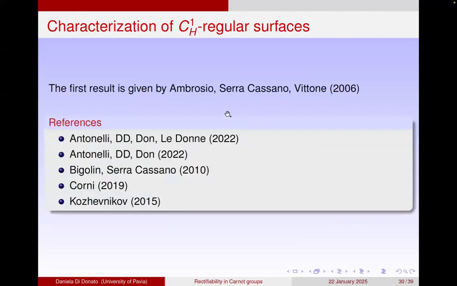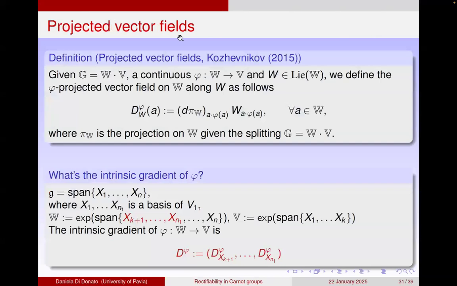The first result is given by Ambrosio, Serra Cassano, and Vittone in the context of Heisenberg groups. The first ingredient is the projected vector fields. This is a really hard definition, but it is really important in order to write explicitly the intrinsic gradient. So if the Lie algebra of G is equal to the span of X1, ..., Xn, where X1, ..., Xn1 is a basis of V1, the intrinsic gradient is the projected vector fields on W along V, of the first n1 vector fields which generate W.